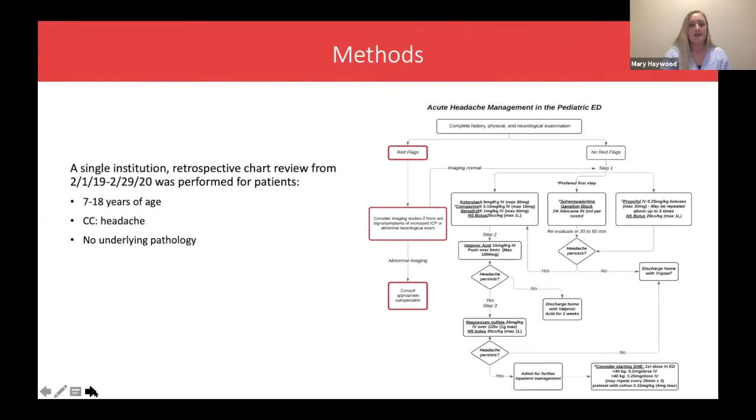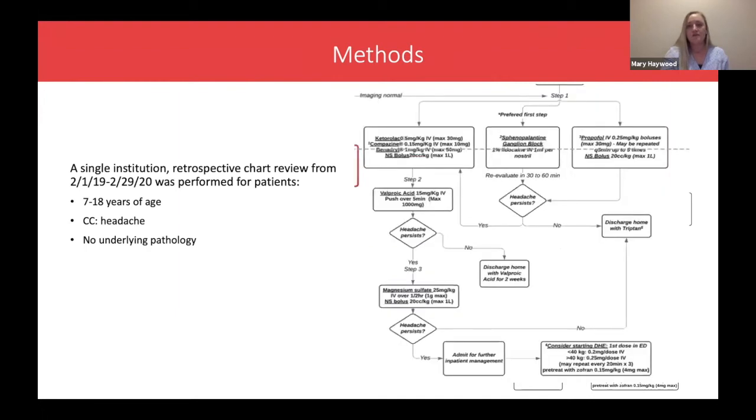So we did this, obviously a single institution study, retrospective chart review. We looked at dates February of 2019 through February of 2020. We looked at patients 17 to 18 years of age that came into the emergency department with a chief complaint of headache and no other underlying pathology. So our first step is we offered them the SPG block as first line.